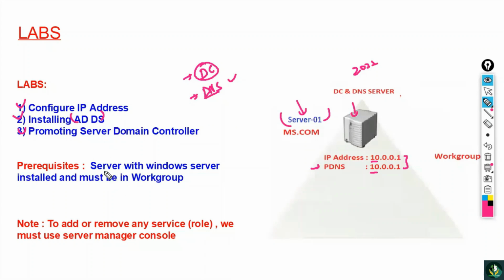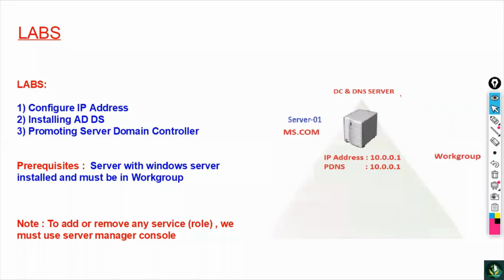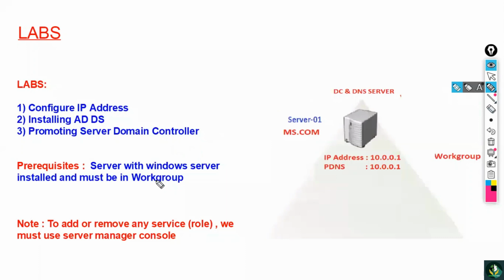And the prerequisites: a server with a Windows Server operating system installed. We have already installed Windows Server 2022, and it must be in a workgroup. Whenever you install any operating system, that server will be in a workgroup by default. To add or remove any service like ADDS, we must use the Server Manager console. Let us verify if the server is in a workgroup or not. Then we'll configure the IP address.